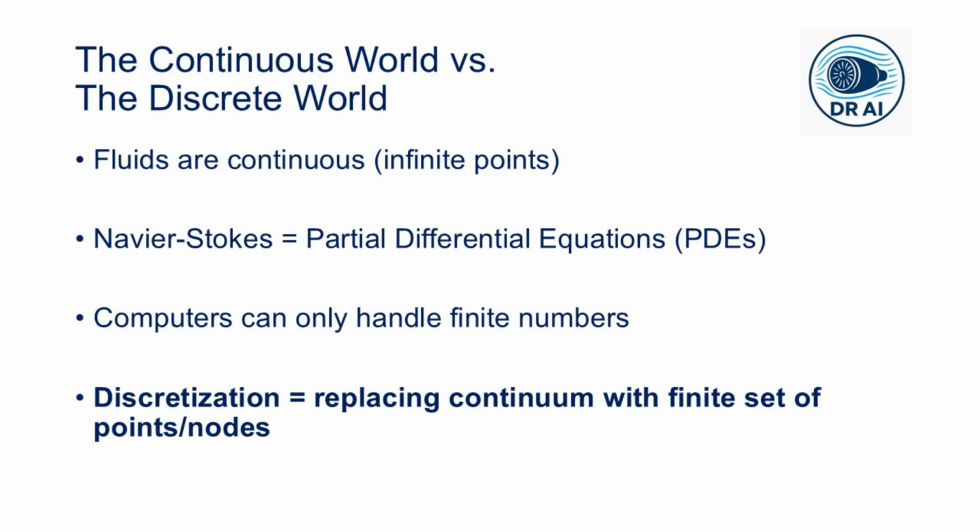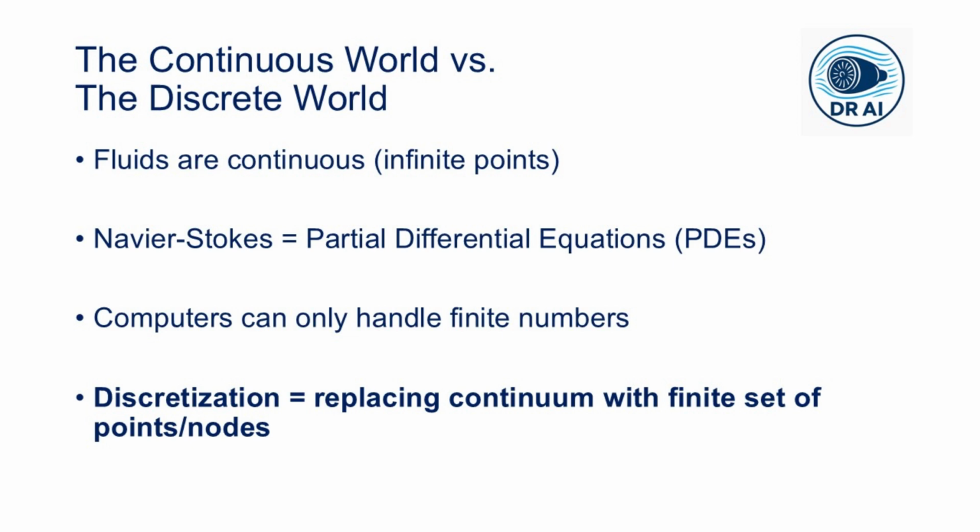So, imagine you are standing on a beach and looking at the ocean. The water surface is smooth, continuous. Every point has a height. Every wave flows without jumps. So this is the continuum assumption of fluid mechanics. The equations that describe this are the Navier-Stokes equations, and these are essentially partial differential equations, PDEs. So they involve rates of change, how velocity changes in space, how pressure changes in time. They are beautiful, exact, and except for a few simple cases, impossible to solve analytically.